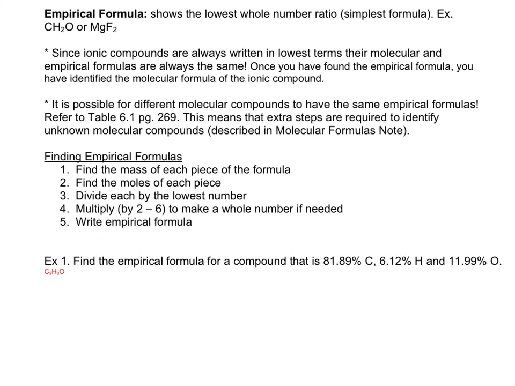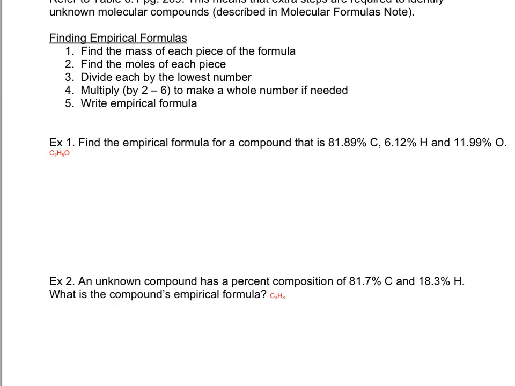Here are the steps in the method for determining the empirical formula. Let's run through these with example 1. We're told that an unknown compound has 81.89% carbon, 6.12% hydrogen, and 11.99% oxygen. Step 1 for determining the empirical formula is to find the mass of each piece in the formula. If you're given percent composition, like we are in this question, an easy mathematical trick to achieve step 1 is to take a hypothetical 100-gram sample.